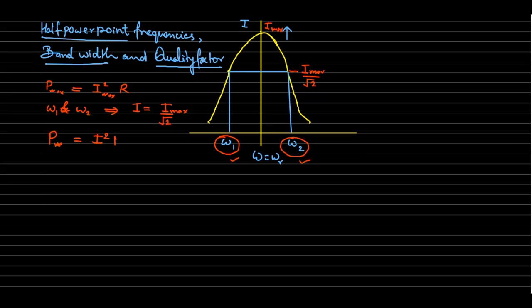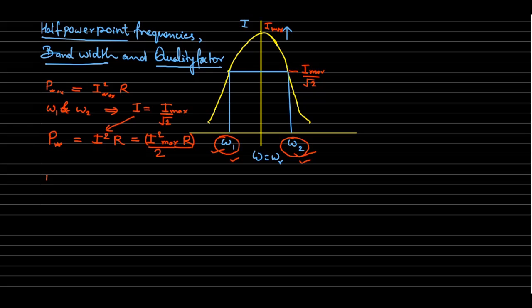Now if I substitute the value of I here, this will be the square of the maximum current into resistance upon 2. So now you can say this is half of the maximum power. That's why these two frequencies are named half power point frequencies. Is this clear to everyone? Yes, sir.